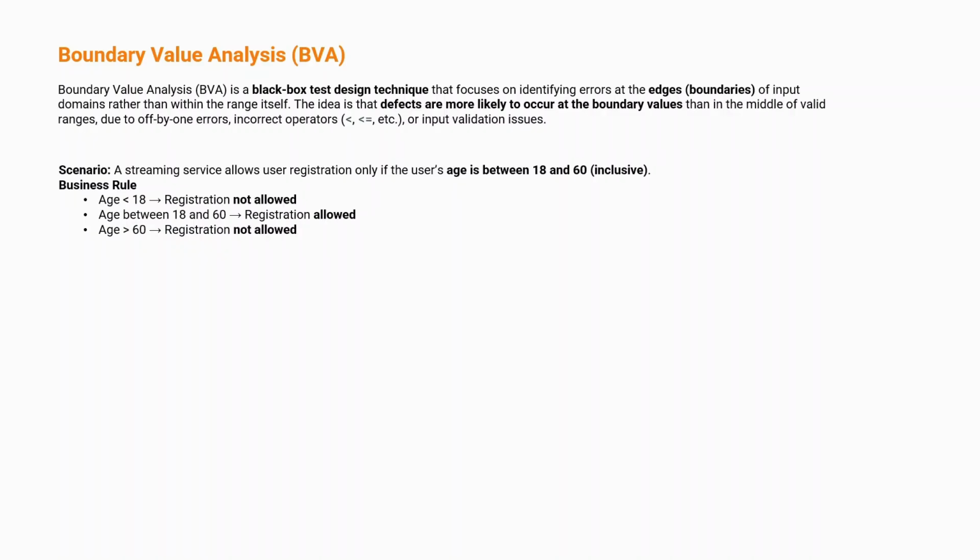To apply the boundary value analysis technique for this particular scenario, you will have to first identify the input field, where the business rule is going to be applied. In this case, the input field is the age. The second thing is to identify the valid range. What is the valid range here? 18 to 60. The third one is the lower boundary, which is 18 here, and the fourth one is the upper boundary, which is 60 here, using which you can now derive the test cases.